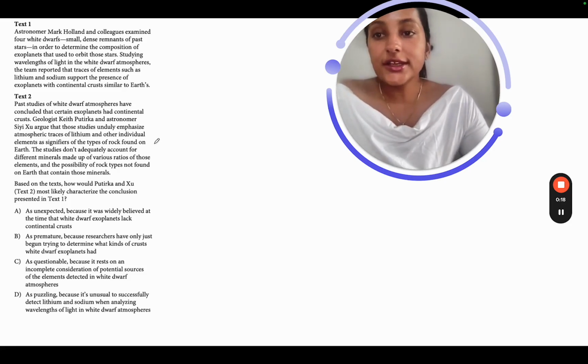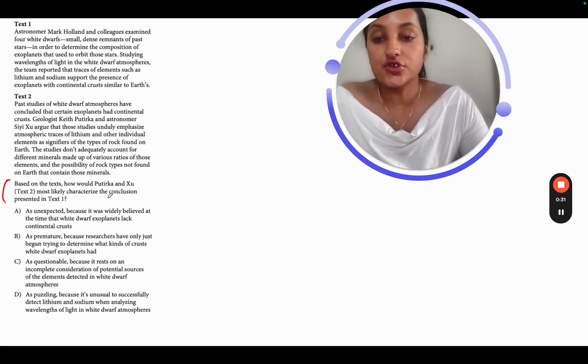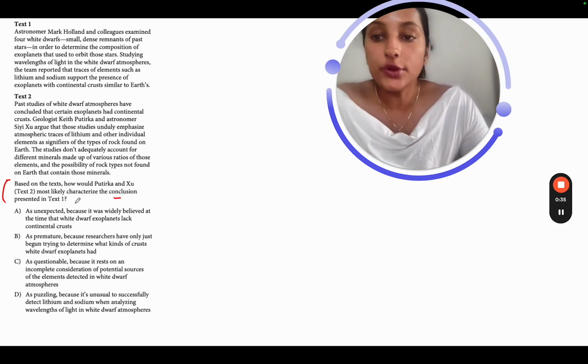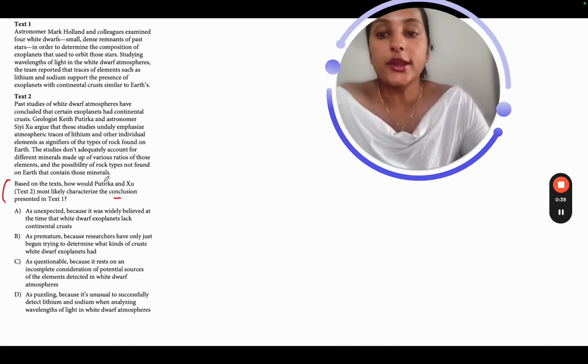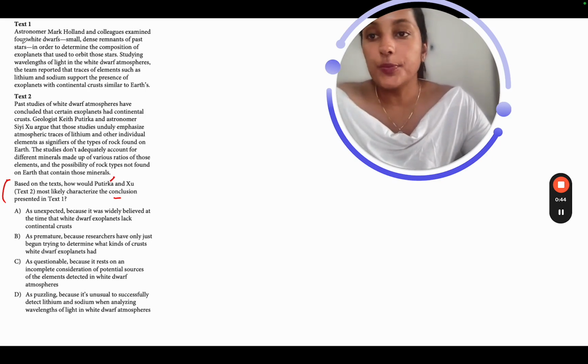Hi everyone, let's see another question on cross-text connection. We'll start off by reading the question stem. Based on the text, how would P and X most likely characterize the conclusion presented in text 1? So we have to pay extra attention to a conclusion mentioned in text 1. And then when we go to text 2, we have to identify how P and X would feel about this conclusion, right? Let's read text 1 now.